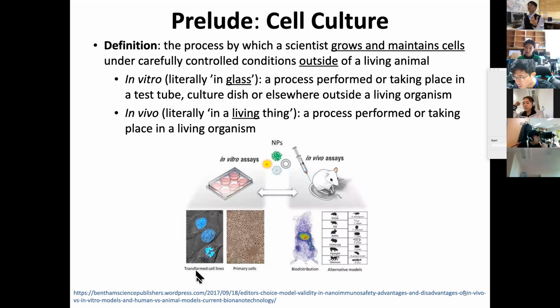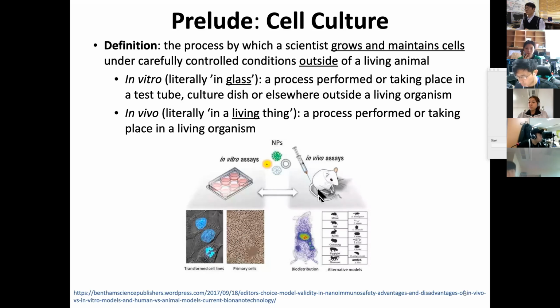Transformed is used when a cell turns into a cancer cell, an immortal cell. So they change their characteristics to live forever. So sometimes we call it a cell line. It has a permanent and almost infinite lineage. You can keep the cells. So that's why we call them cell lines.